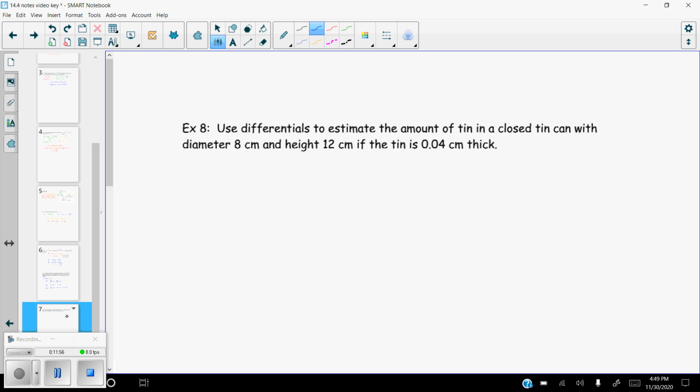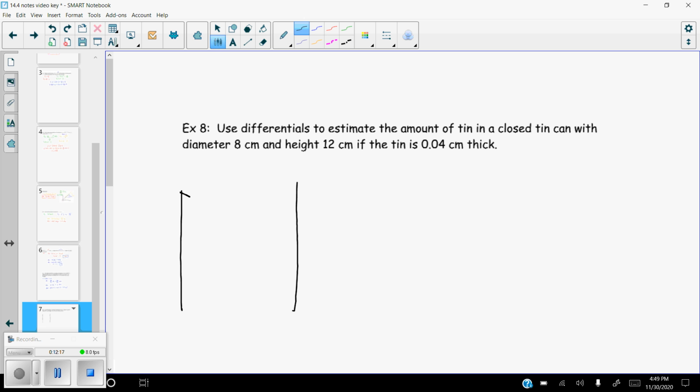Use differentials to estimate the amount of tin in a closed tin can with diameter 8 centimeters and height of 12 centimeters if the tin is 0.04 centimeters thick. So you have to think about the drawing of this. See if I can do any justice.